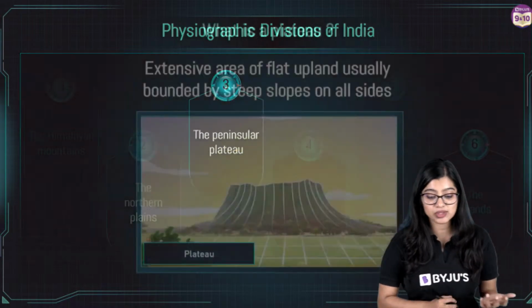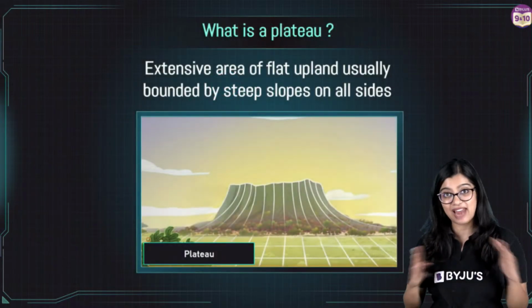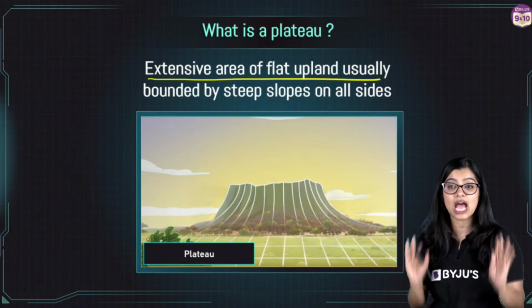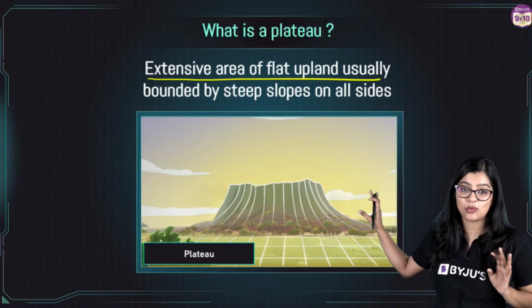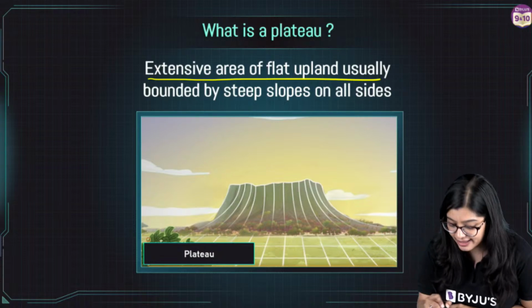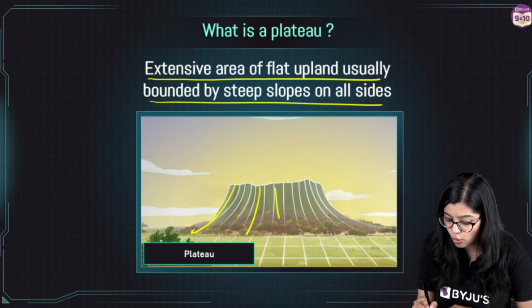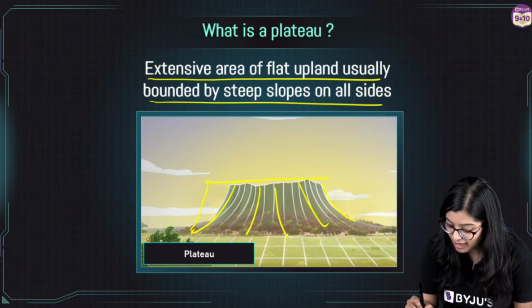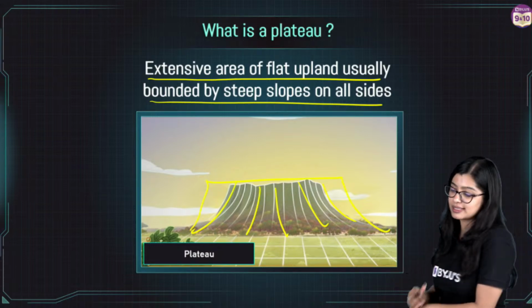So literally, a plateau is again a flat land, right? It is an extensive area of flat upland. So this is how a plateau would look like. So it's flat, but it is an upland, right? And it is bounded by steep slopes on all the sides, right? So we see that it is bound by steep slopes on all the sides.